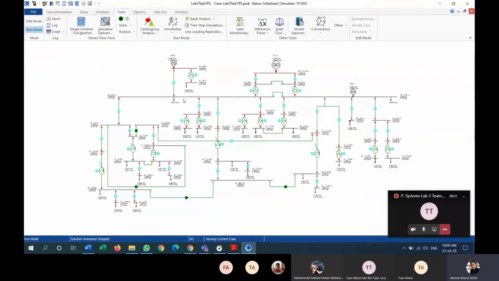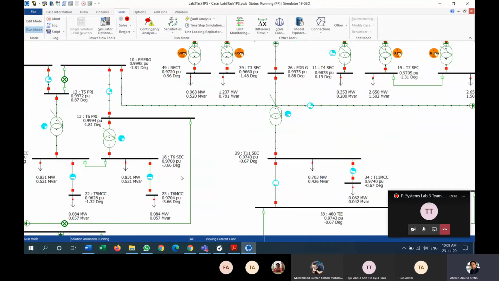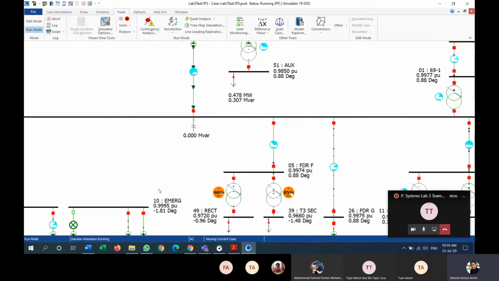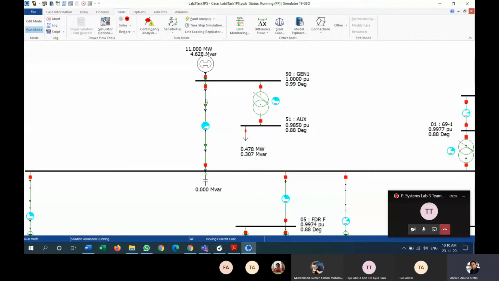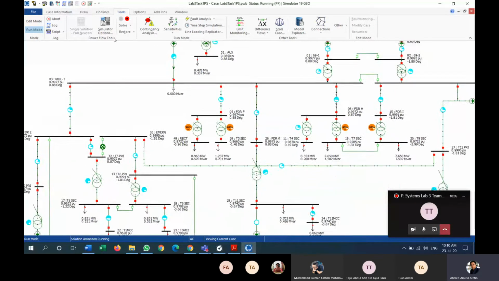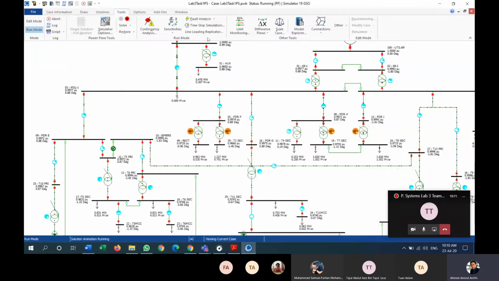So how can you run it? There is the play option. Just click the play button. Once you zoom into the diagram, you can see that there is power flowing. One is the real power, and the other flow is the reactive power. The power is flowing from one bus to another bus. Now you need to analyze those particular things. So just stop.